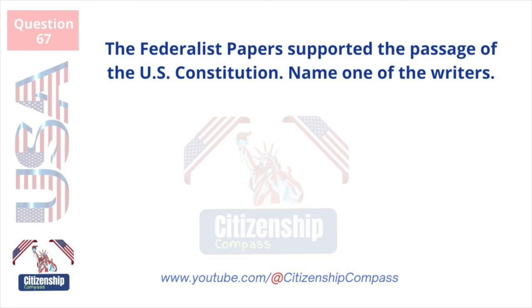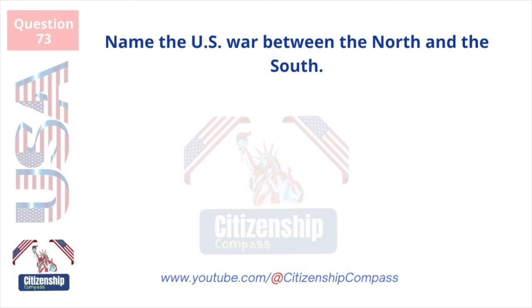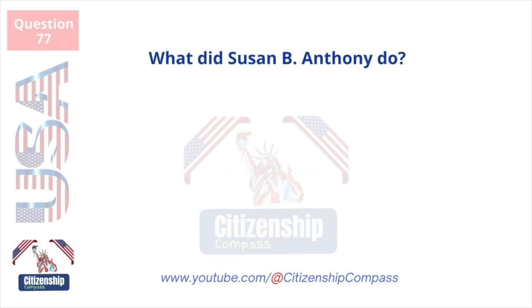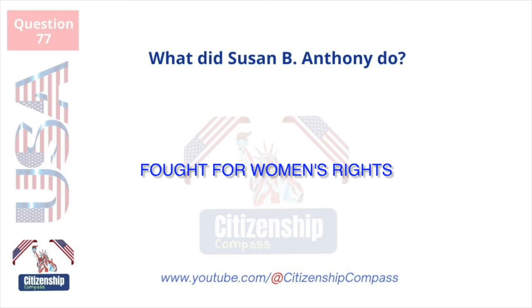The Federalist Papers supported the passage of the U.S. Constitution. Name one of the writers. James Madison. Name the U.S. war between the North and the South. The Civil War. What did Susan B. Anthony do? Fought for women's rights.